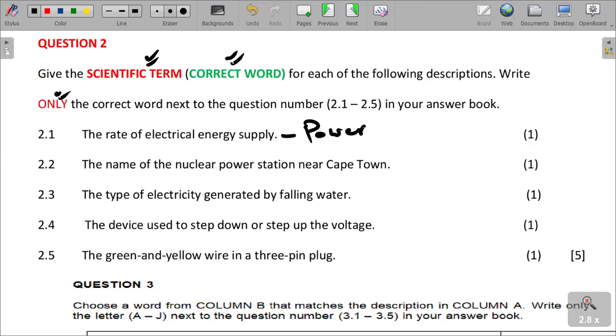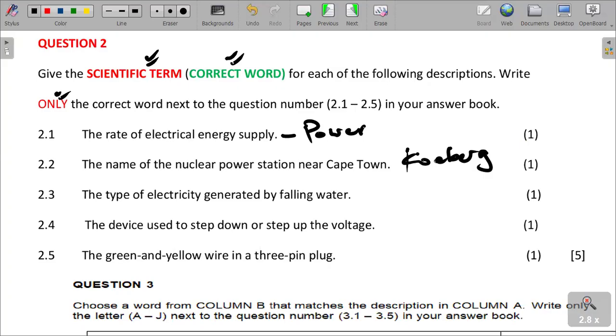That can be power, which we can also call electricity. The name of the nuclear power station near Cape Town. So we are saying, what is that power station that is near Cape Town? I'm sure that you remember that it is Koeberg, the nuclear power station that is near Cape Town.